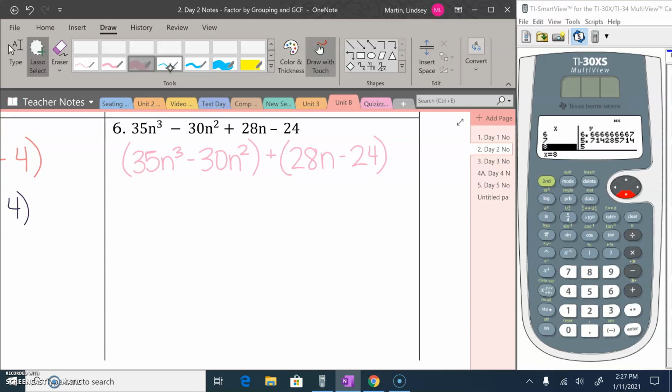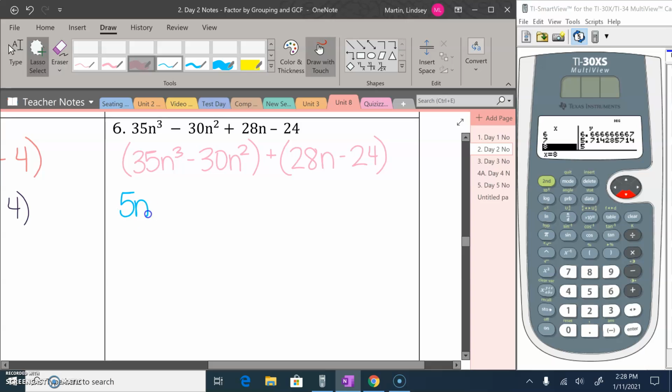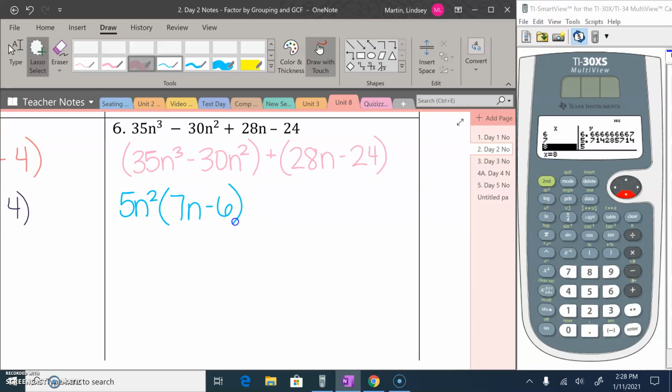If you want to try this problem on your own, pause the video now. If you still need some more assistance, continue watching. My GCF for my first group is going to be 5n squared. I'm left with 7n minus 6. And my GCF for my second group is going to be positive 4, leaving me with 7n minus 6.